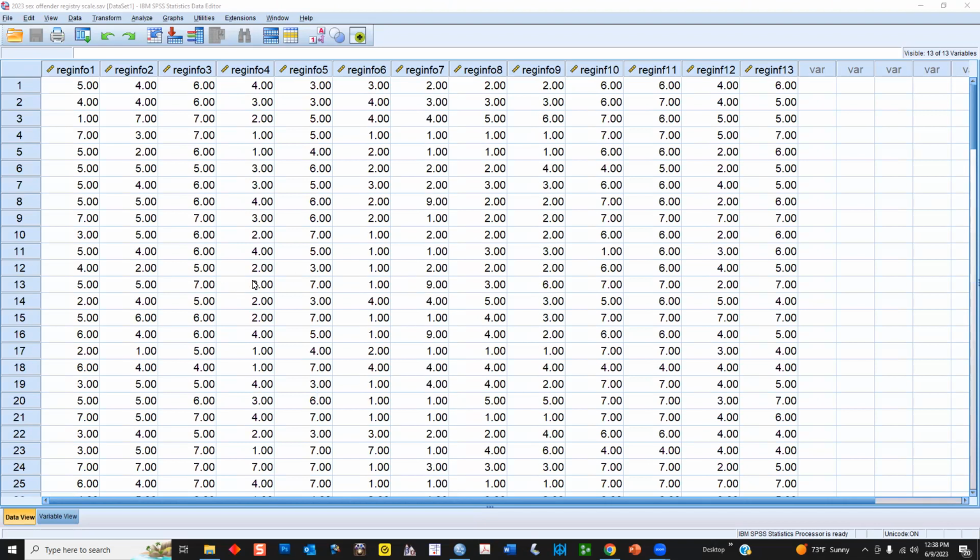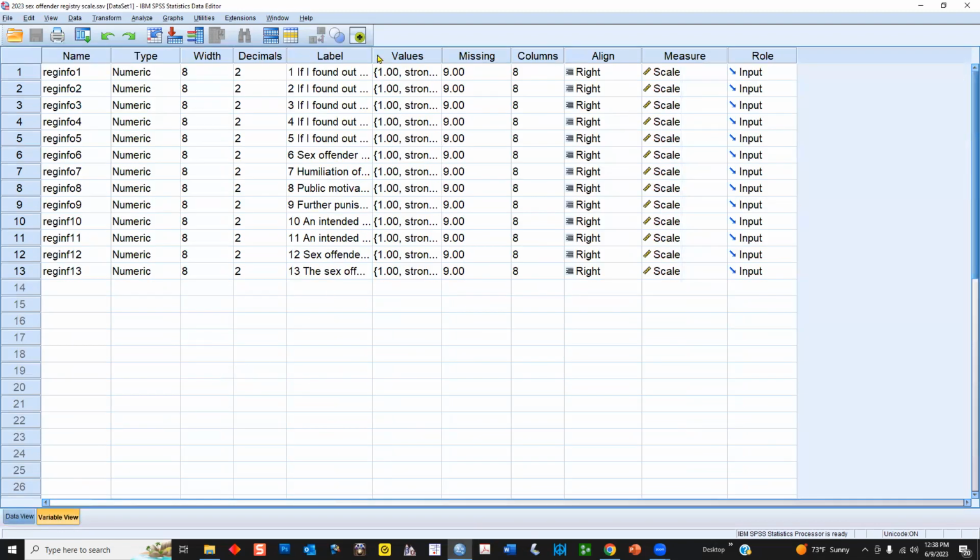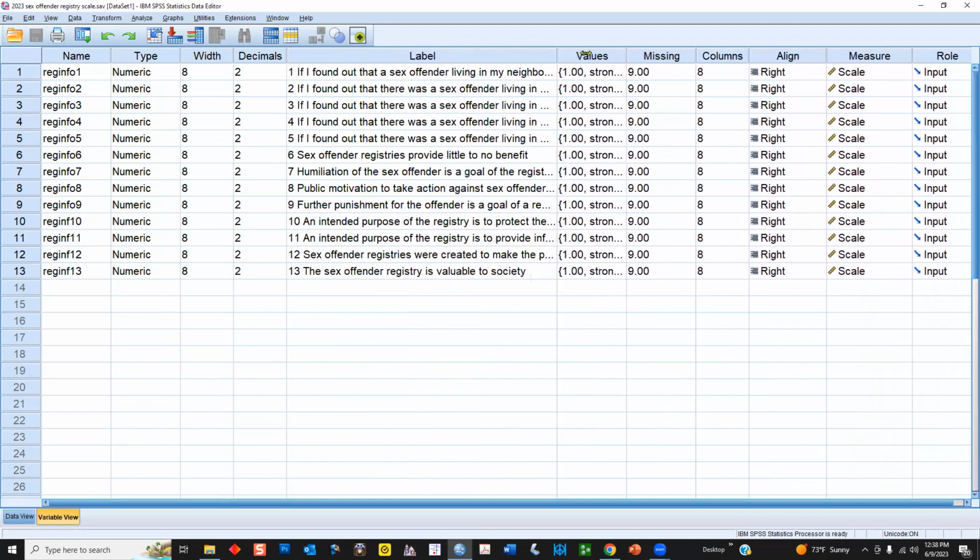In this particular data set, this is about 15 years ago that the data were collected. We were originally just pilot testing some items to see how well they would work. And these items are in reference to attitudes about the sex offender registry. What do people think about the sex offender registry? If you toggle over to variable view, you can see the items. I have them loaded in here.